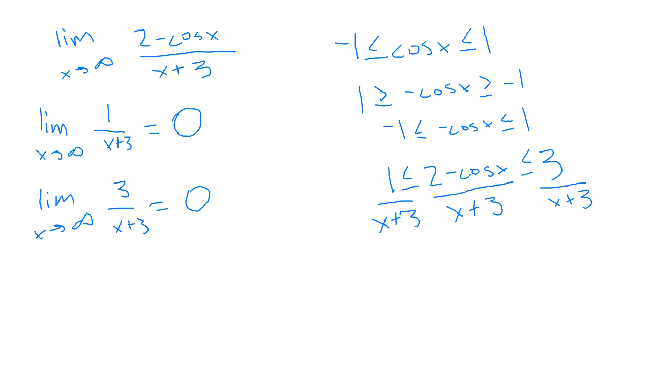Well, now we have our f of x right here and our h of x right here, and those equal each other. So now we can say for sure, since they equal each other, that the limit as x approaches infinity of 2 minus cosine of x over x plus 3 does in fact equal 0.